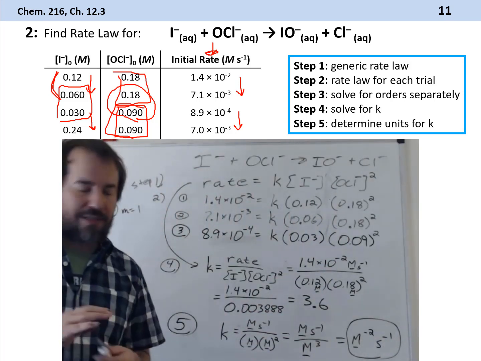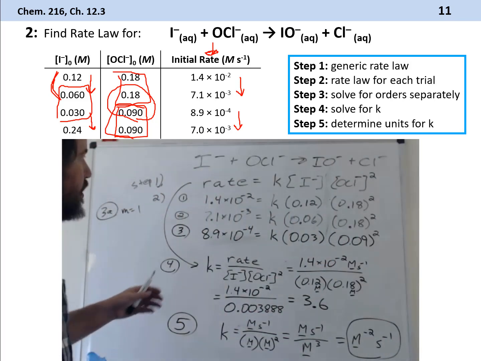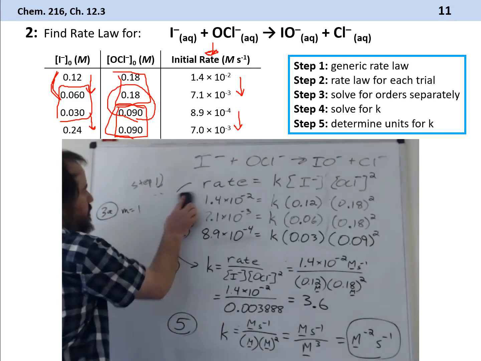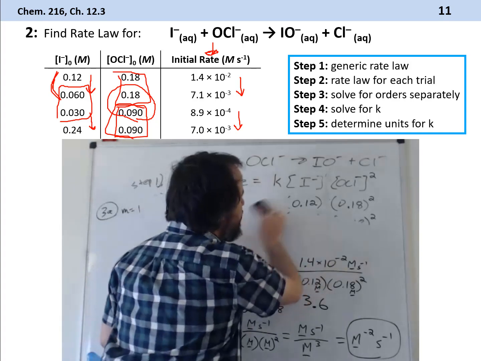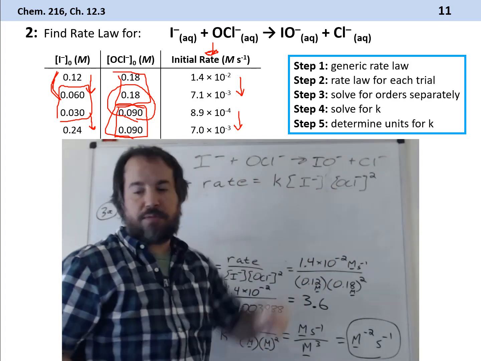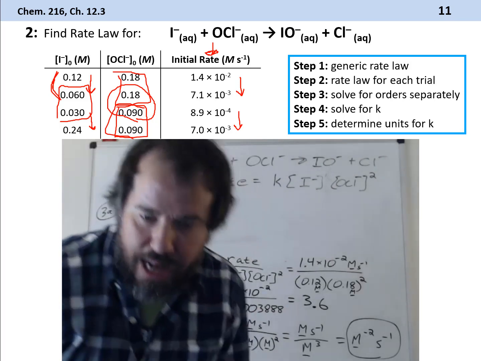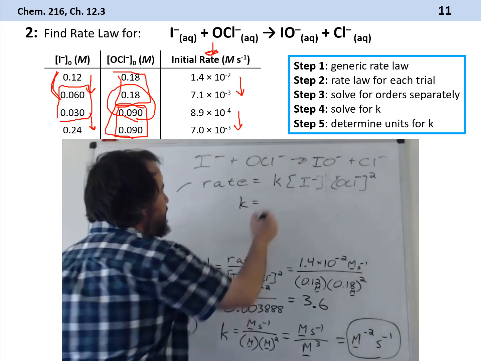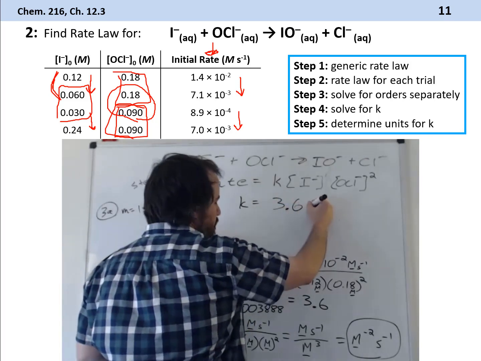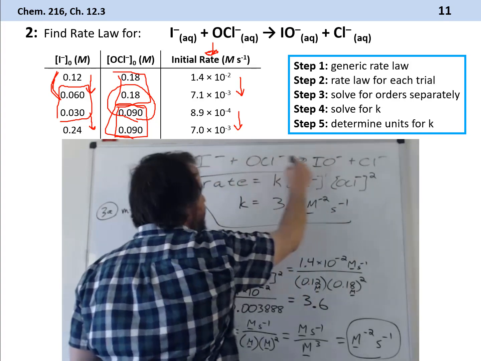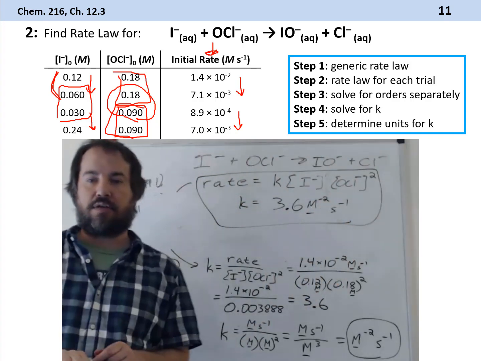All right. So what's my final answer? My final answer is that for this reaction, here's my rate. My rate is equal to k times I minus times OCl minus. And I know my value for k. My value for k is now 3.6 molarity to the minus 2 seconds to the minus 1. Right? That's my answer.